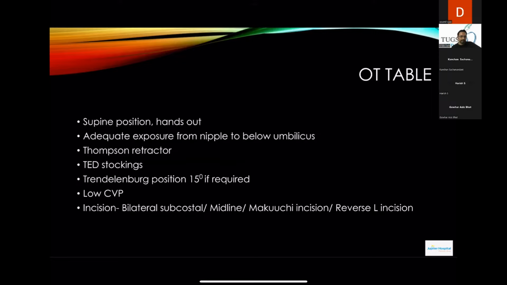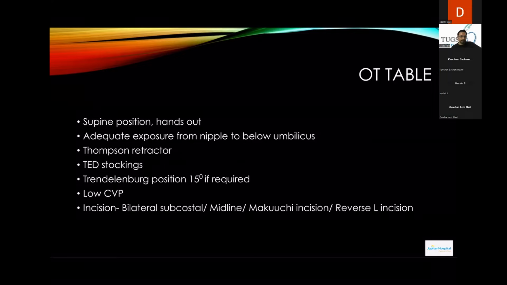So what you need on the table is the patient should be supine and there should be adequate exposure from the nipple to below the umbilicus. You should have a good exposure with the help of good retractors like a Thompson retractor, DVT stockings, Trendelenburg position if required, and low CVP hypotensive anesthesia, and your incision based on the kind of tumor that you are going to resect or the surgical planning that you have prepared for.